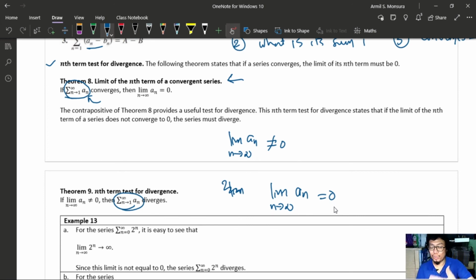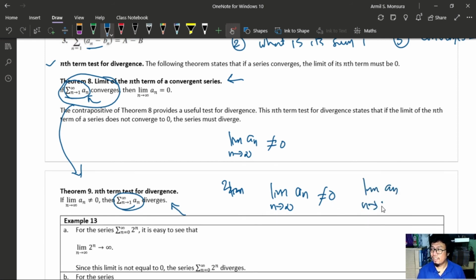But what we want to know is whether a series is convergent or divergent. Here we have the knowledge of your series being convergent. So let's obtain its contrapositive, which is theorem 9. That contrapositive is now useful to us to determine whether a series is divergent. The requirement for a series to diverge is that this limit should not be equal to 0.